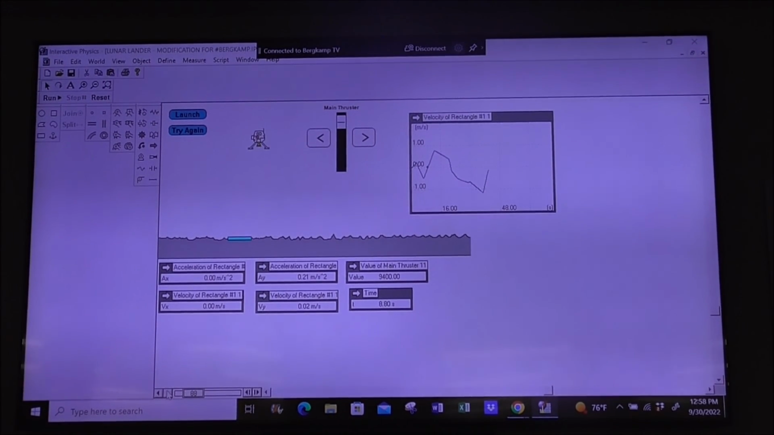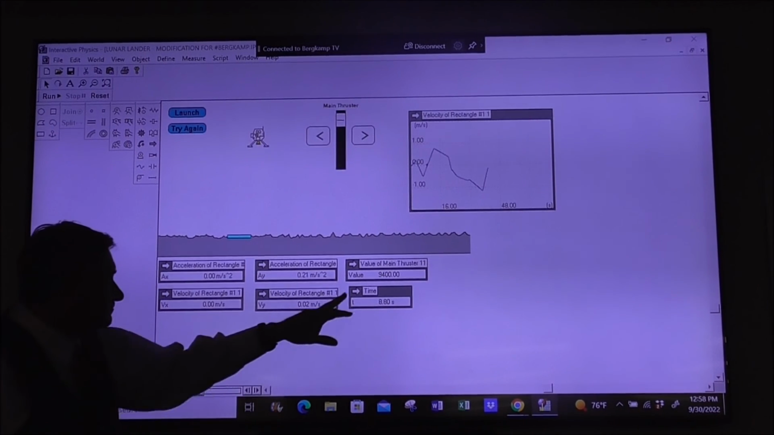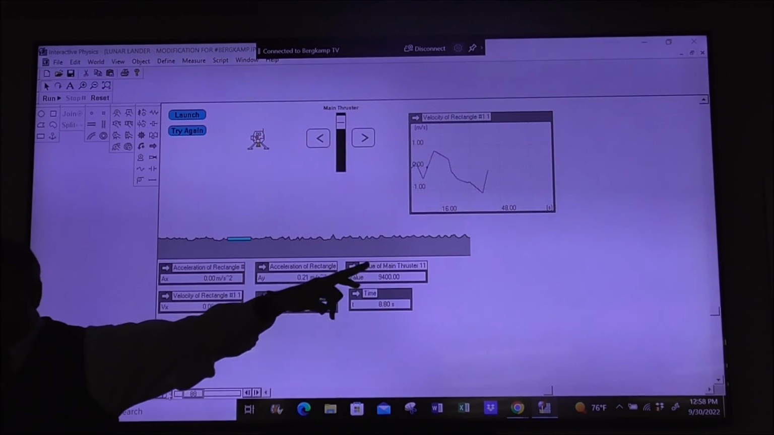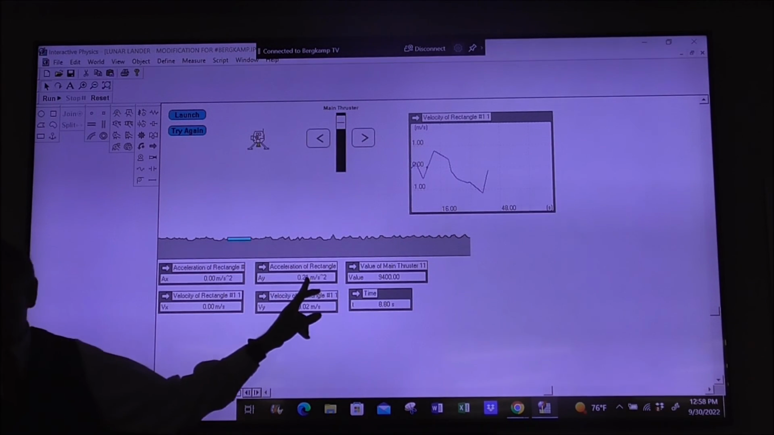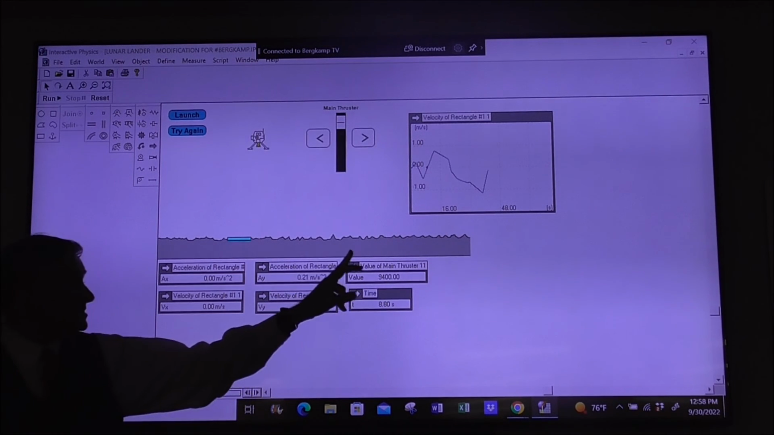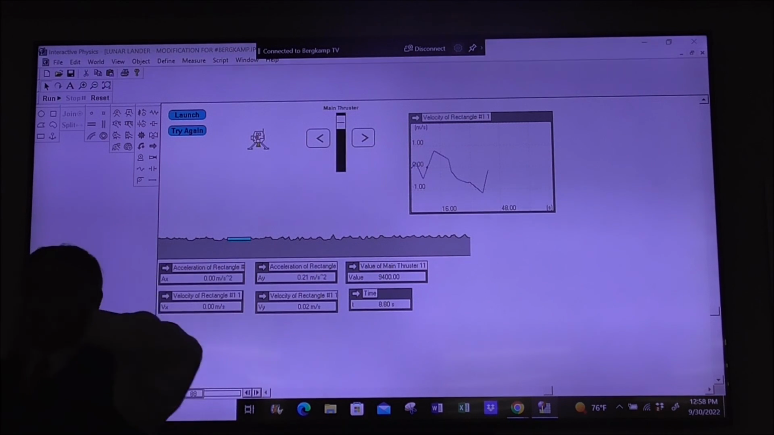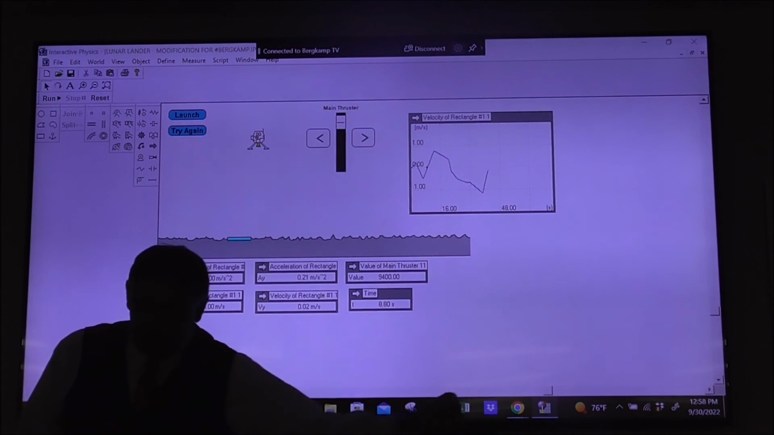Okay, now let's look at this one. So at this point, I've got a 9,400 newton force. So now my applied force is 9,400, but now I have a positive acceleration. So this tells me that the value of the main thruster is bigger than the weight of the ship.